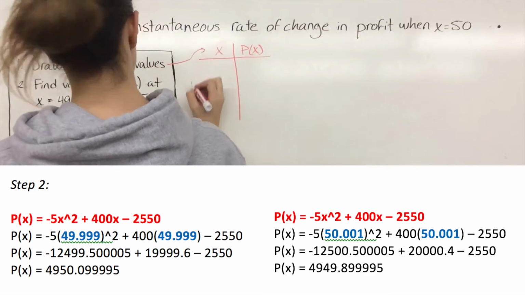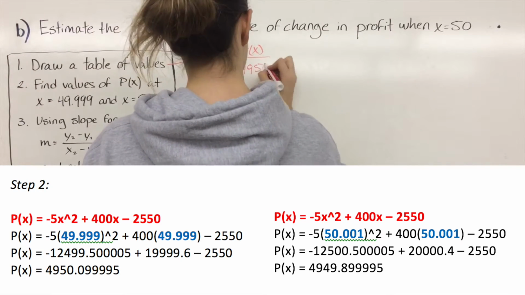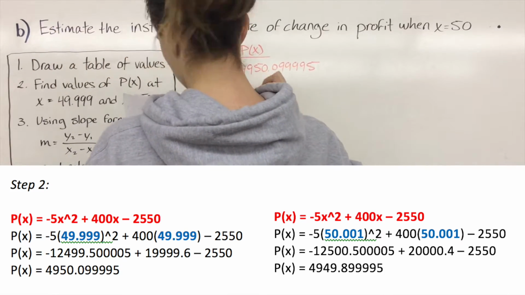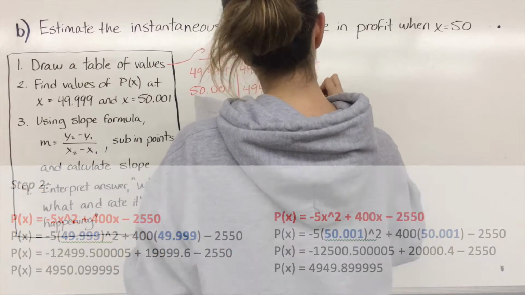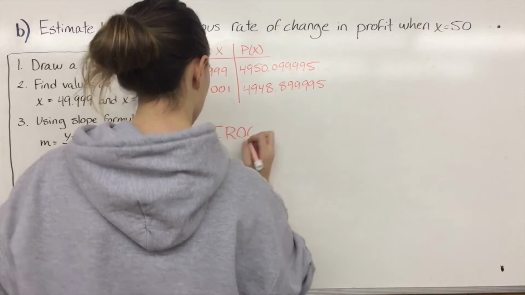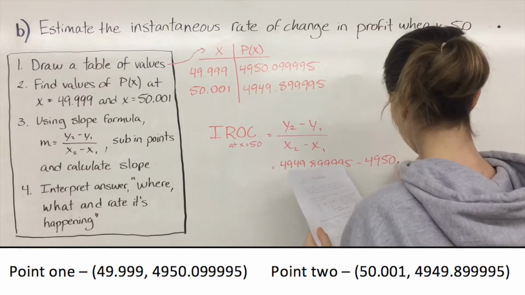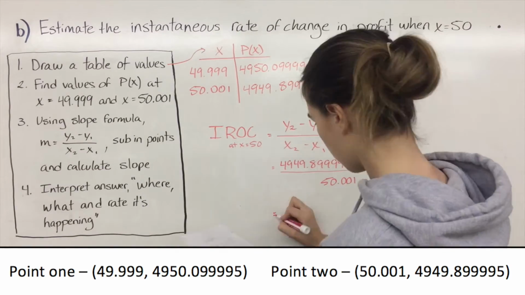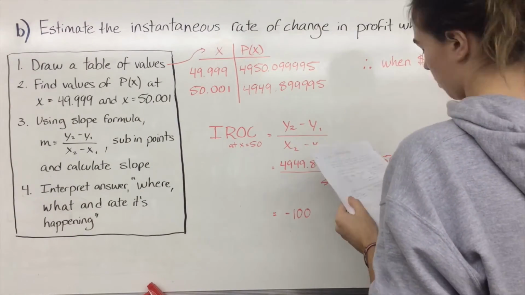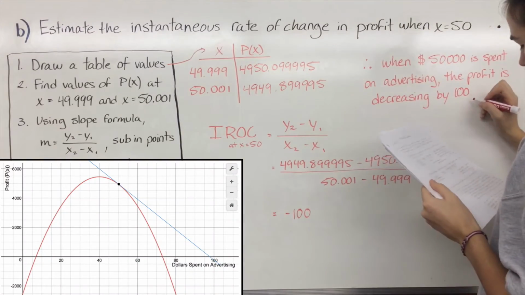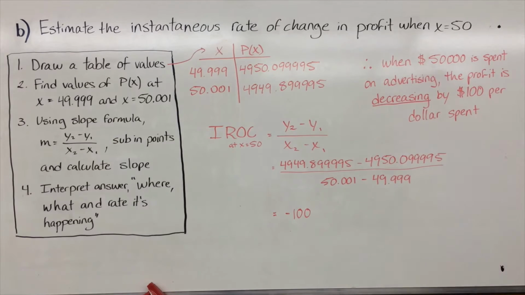Using your calculator, this is what you should be doing for step 2. Then sub in these points into the slope formula. Therefore, when $50,000 is spent on advertising, the profit is decreasing by $100 per dollar spent on ads. We know the profit is decreasing because our answer is a negative number.